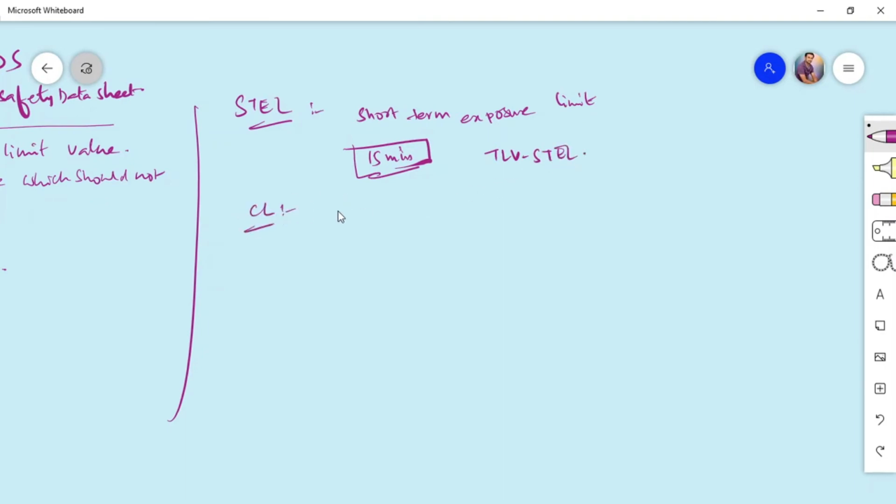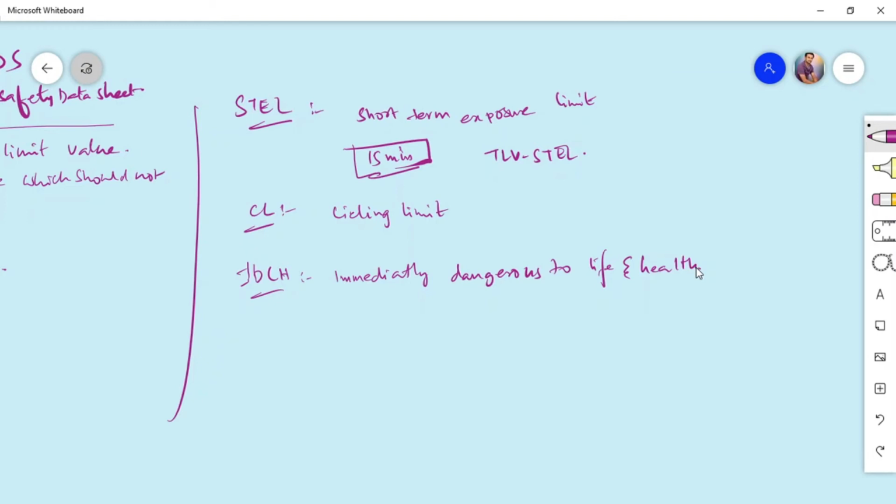Then we have CL, which is ceiling limit. This is the limit which should never be reached. And then we have IDLH, which is immediately dangerous to life and health. So these are the values that we have to take care of. Even IDLH values should not be reached, but there is scope of rescue and recovery if the person is exposed to IDLH values, but immediate medical response should be given.